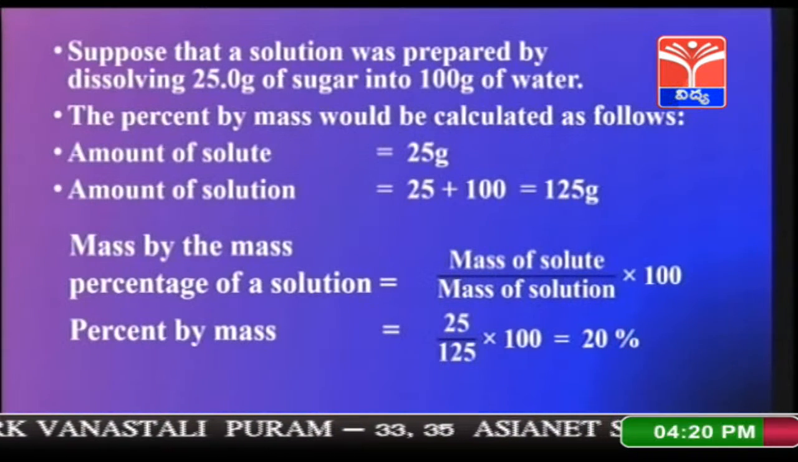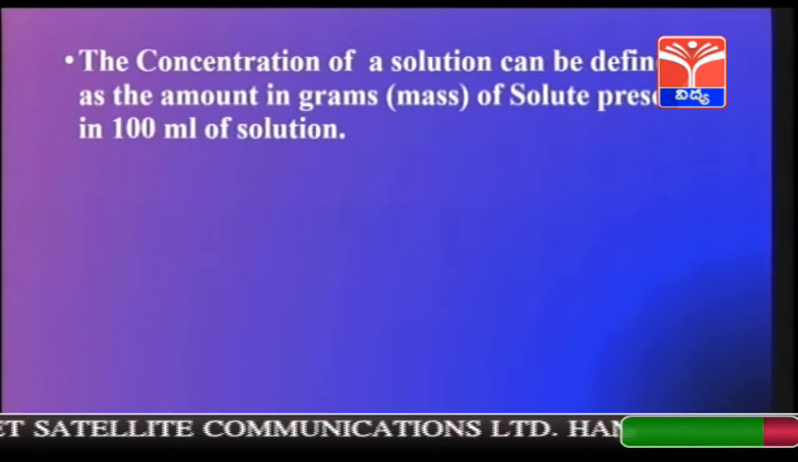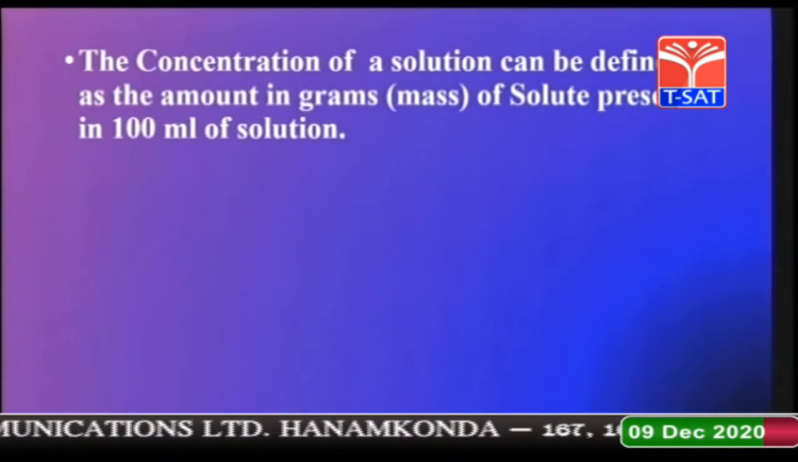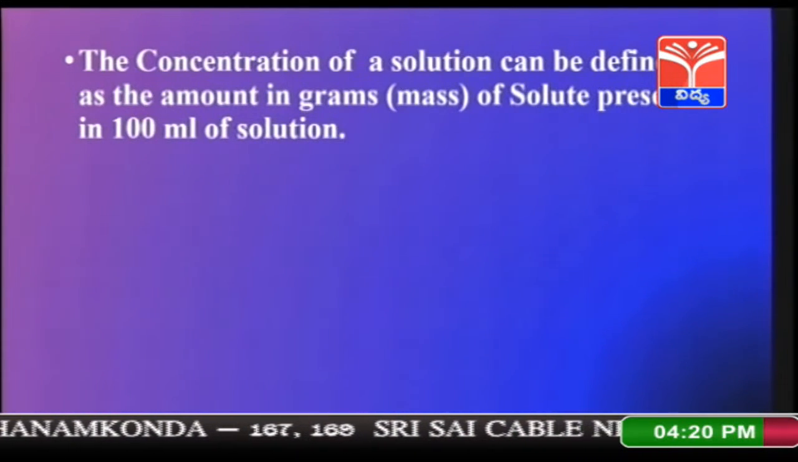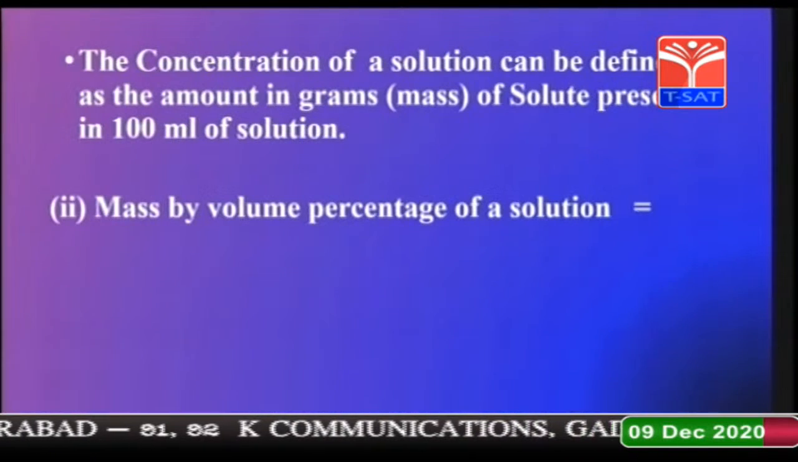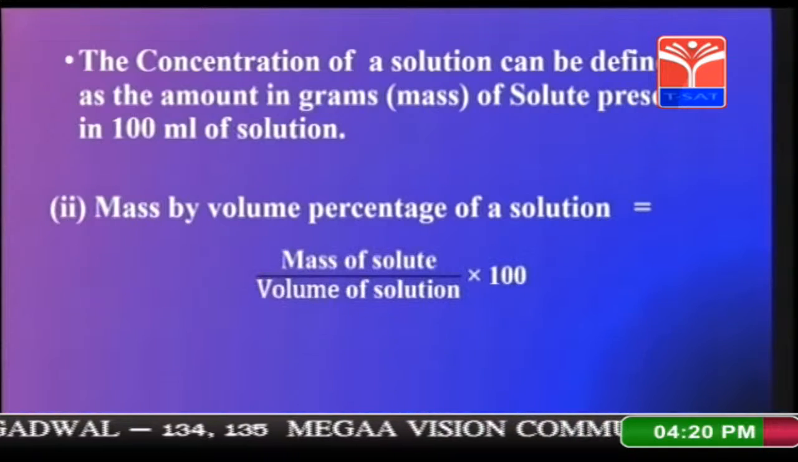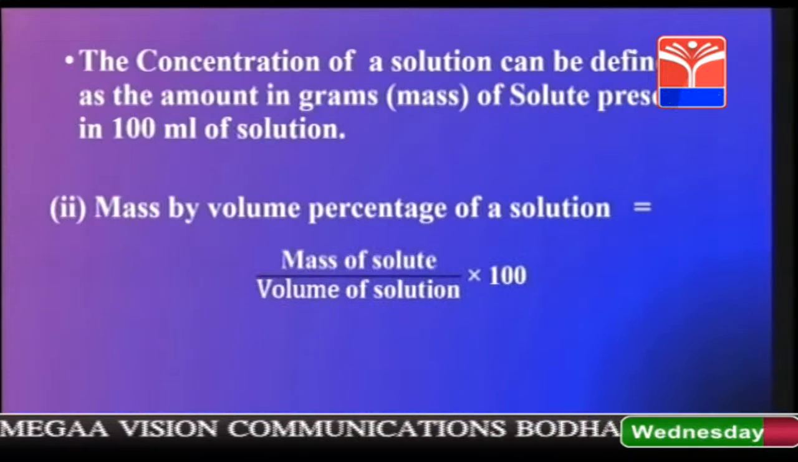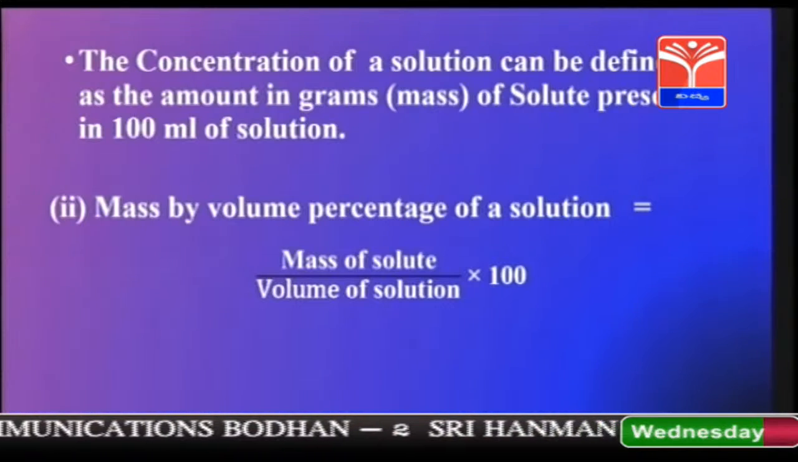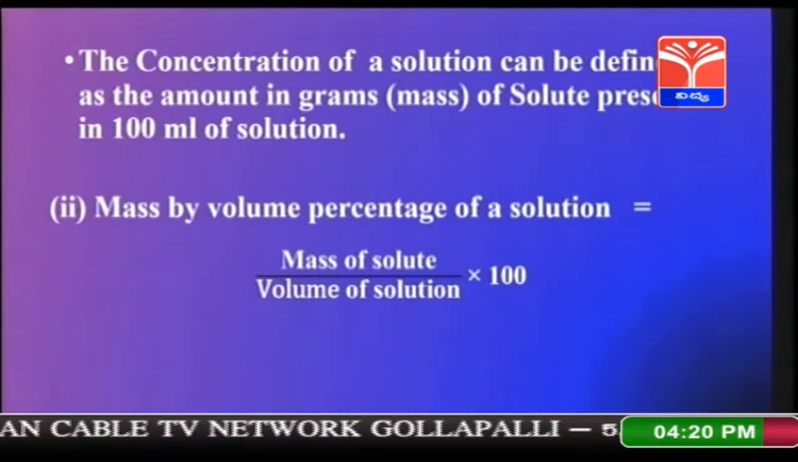We call it as 20% mass by mass percent of solution. Mass by volume percentage: the concentration of a solution can be defined as the amount in grams of solute present in 100 ml. As I told you, it is mass by volume percentage. So we are taking the volume of the solution into consideration. What is the formula? Mass of the solute by volume of the solution into 100. So mass by volume percentage of a solution can be obtained by the formula mass of the solute by volume of the solution into 100. Let us do one example.